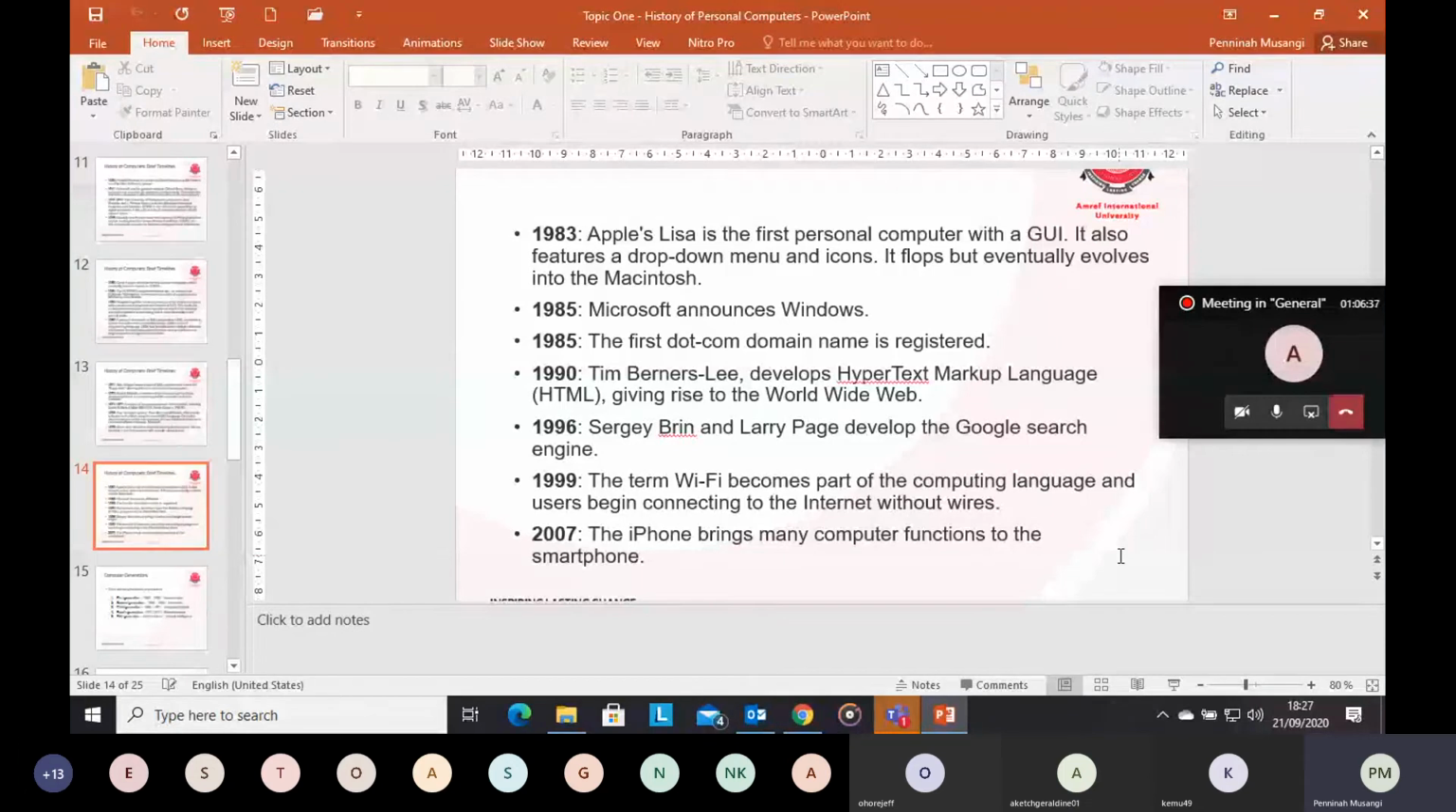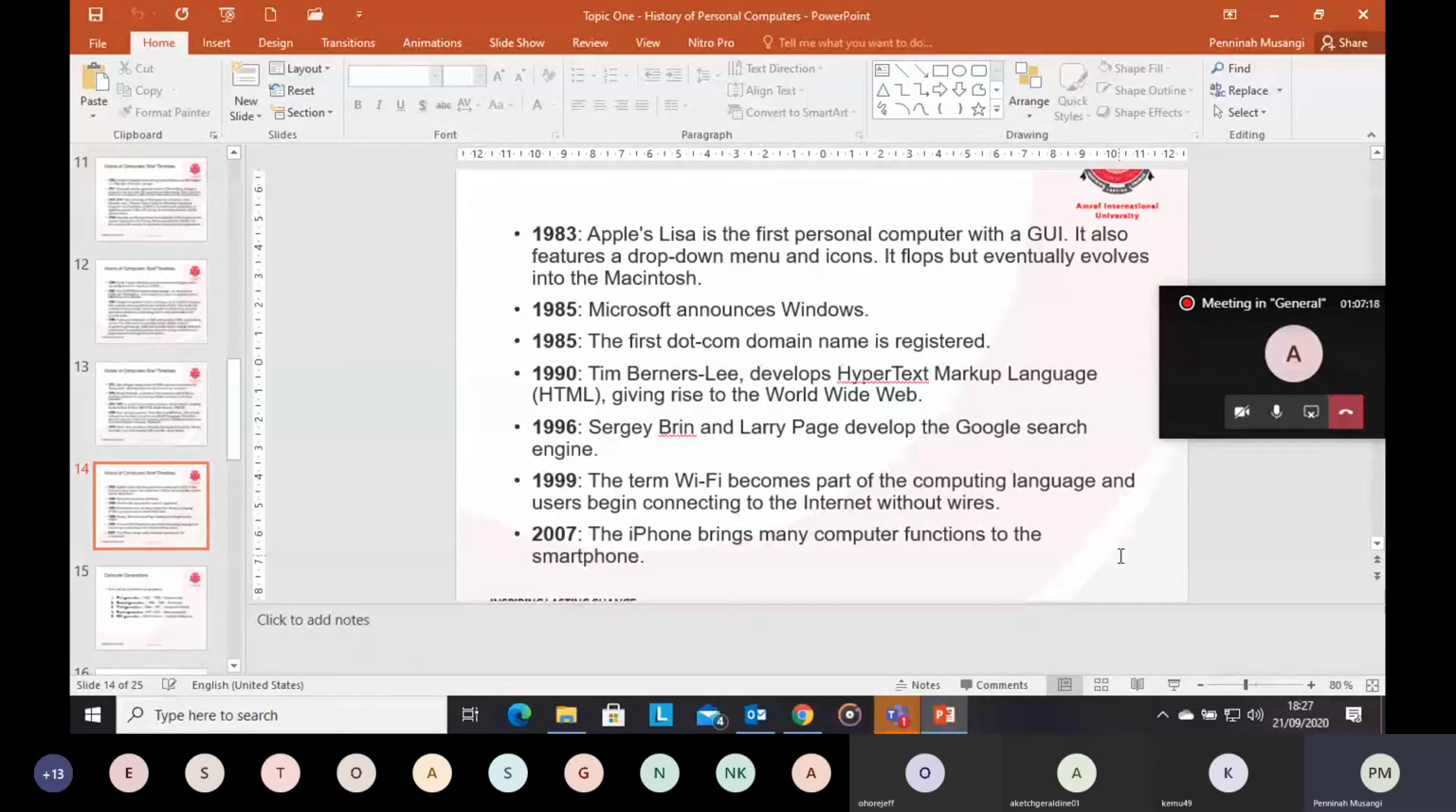2007, the iPhone. iPhone is an Apple product, and it brought computer functions into the smartphone world. Before this, computers were the ones doing computer work. But since the year 2007, iPhone was the first mobile to be a smartphone which could act like a computer. And you know that even up to today, we use smartphones as computers.